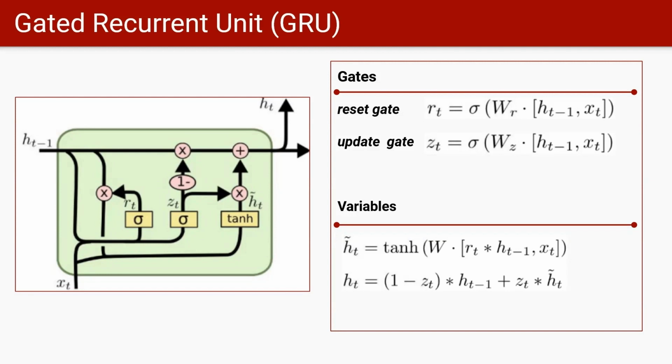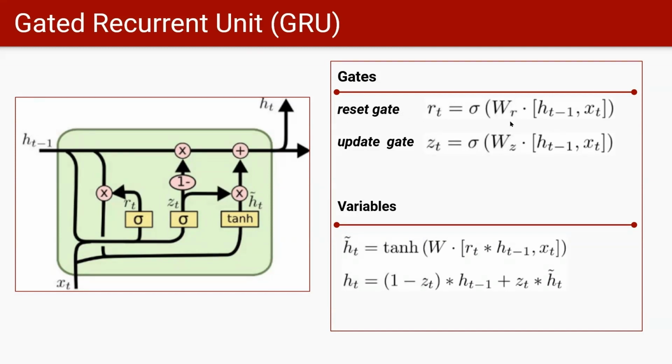The GRU combines the input and output gate from the LSTM to form an update gate. This is represented by ZT. This determines what information to keep from the previous hidden state and the current input. The final output of the GRU, HT, then considers what proportion of the previous state to retain and adds that to the useful information in the current state.